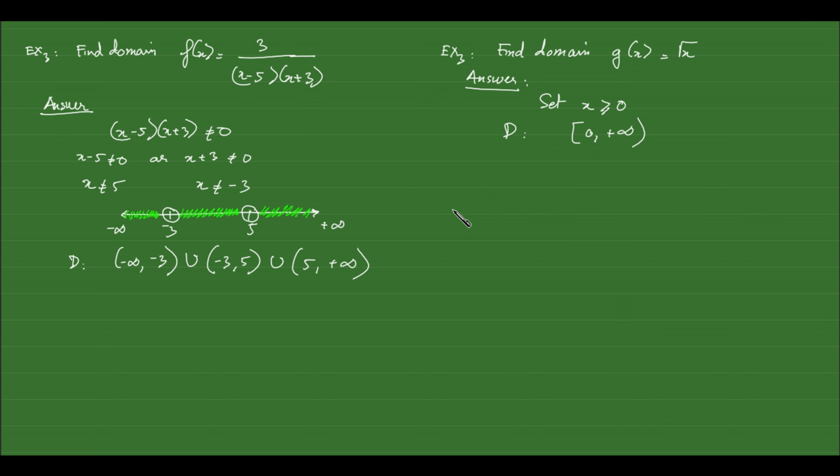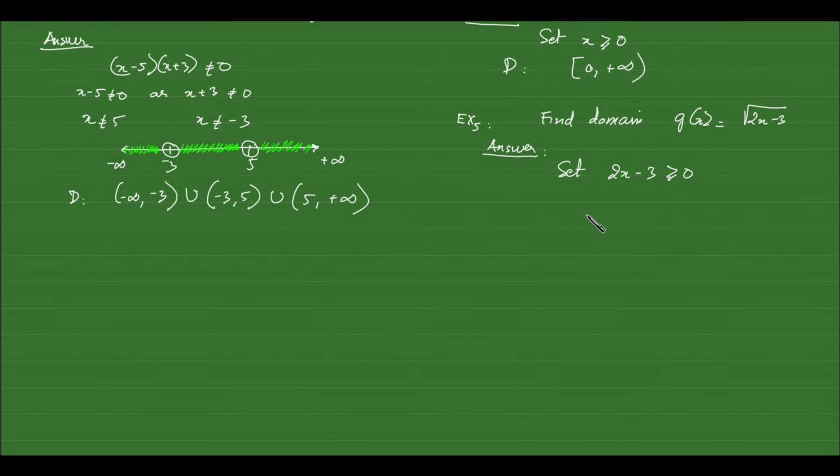Or how about, this is example 4. How about I have something like this, square root of 2x minus 3. If it is hard for you to see, then just go ahead and set the radical greater than or equal to 0. Then you can solve for x. Everybody knows how to solve a linear inequality. x greater than or equal to 3 over 2.